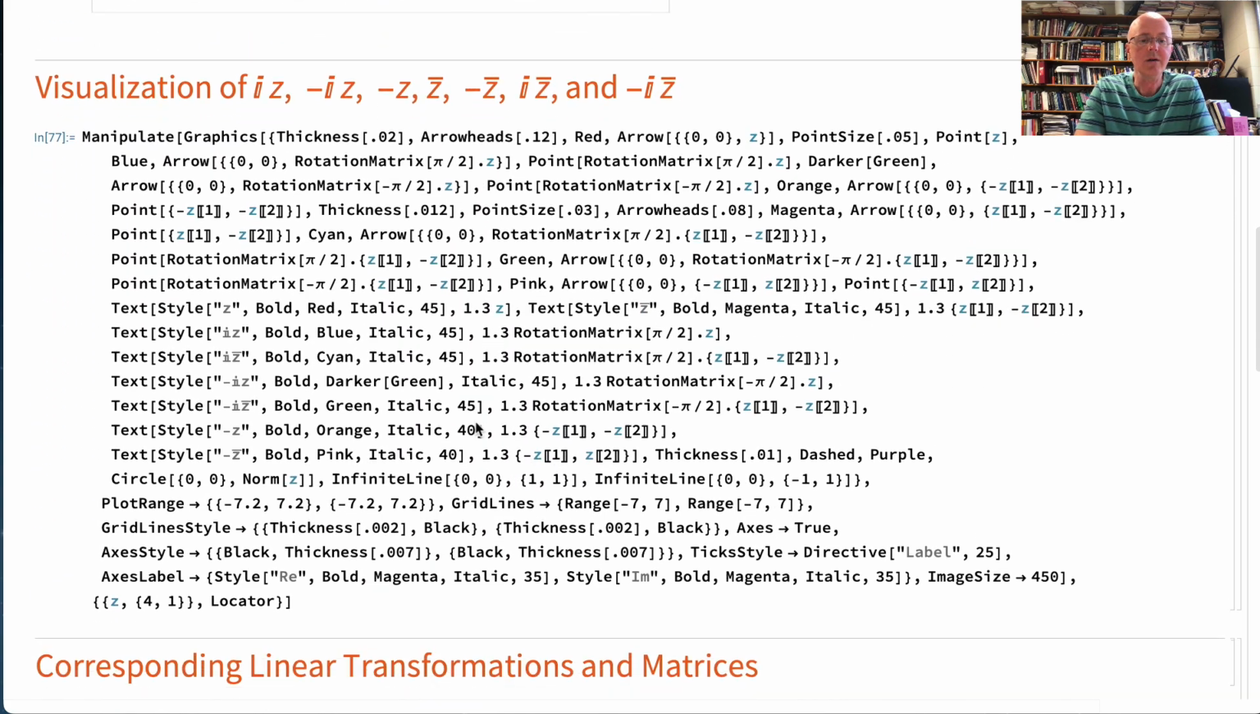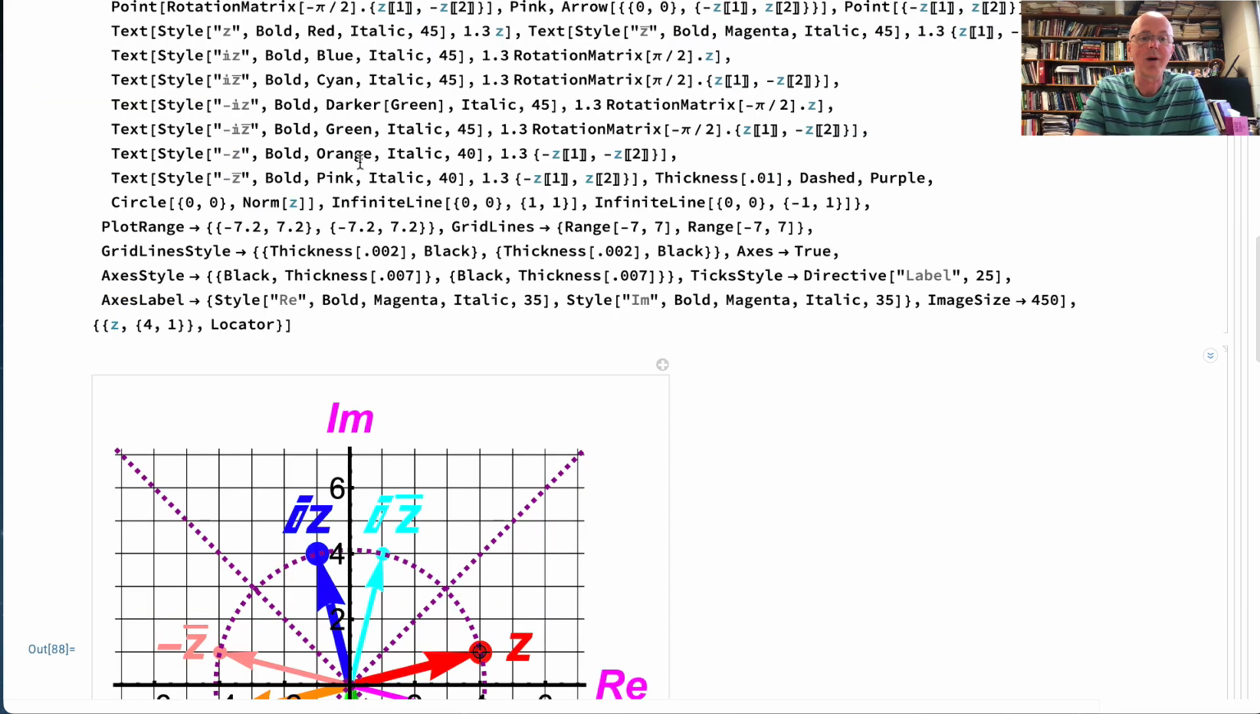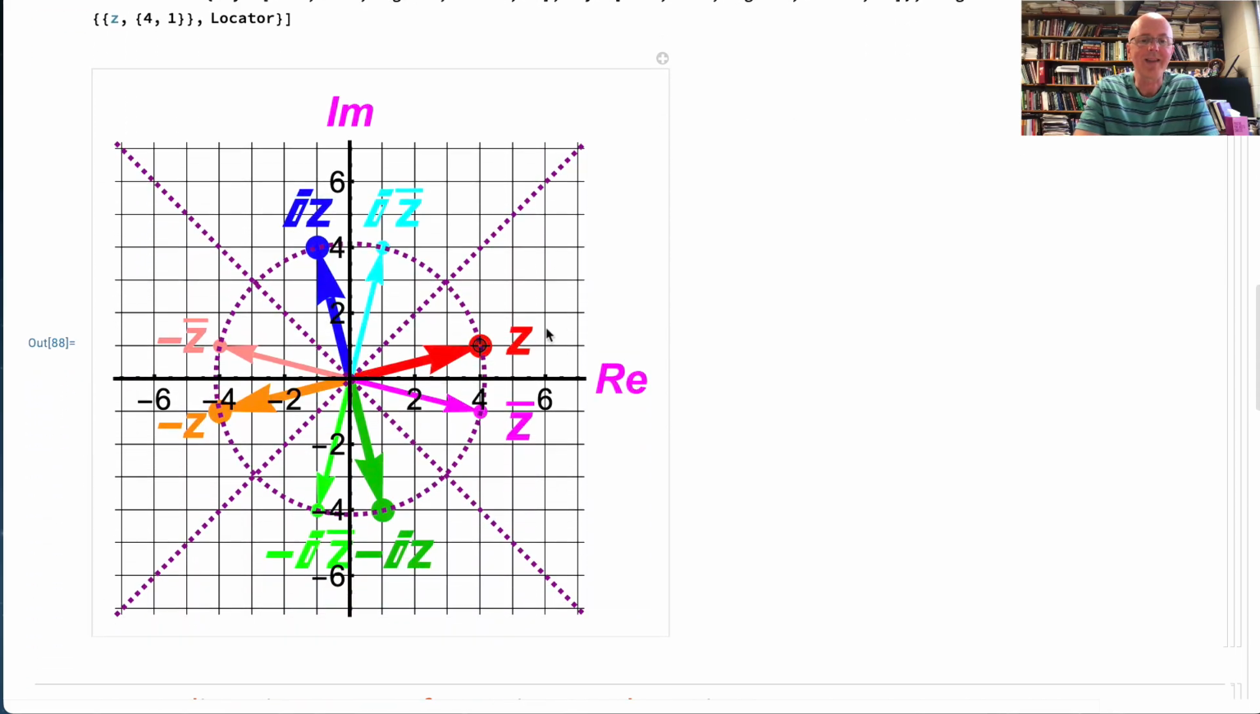This code down here allows me to visualize even more. This gets a little confusing, but we are visualizing all these quantities right here. I've got in darker colors z, i times z, negative z, and negative i times z. And then in lighter colors, I got the conjugate involved. i times z bar right there in light blue, z bar right there in pink, negative i times z bar right there in light green, and negative z bar right there in sort of a light orangish pinkish there.